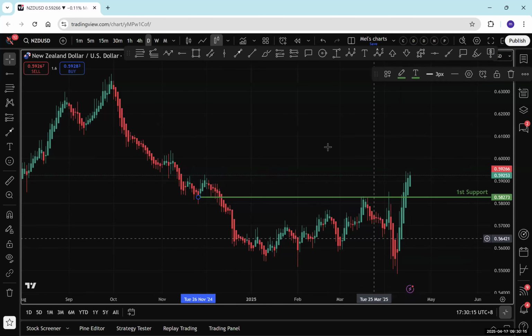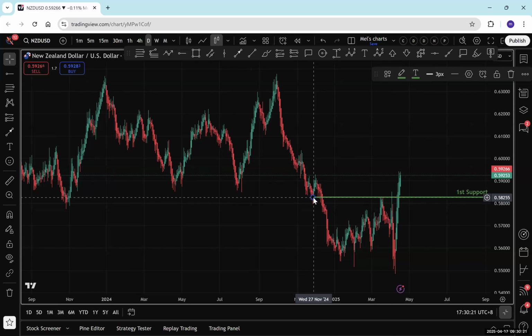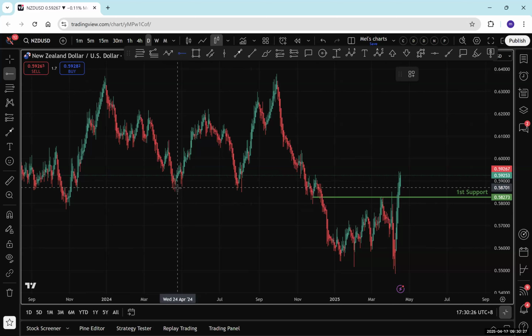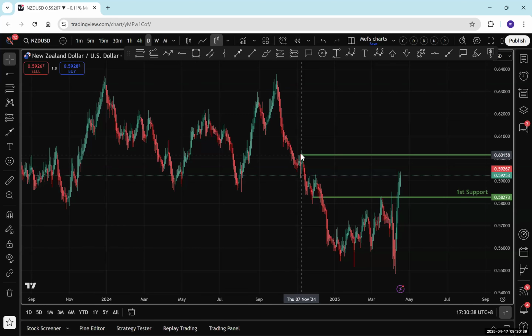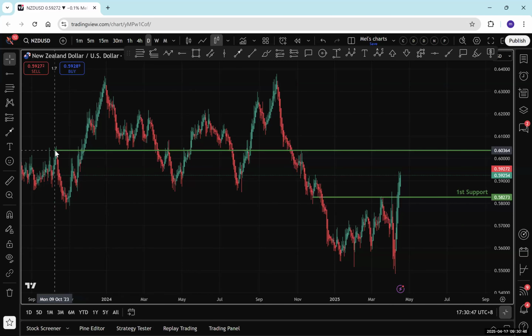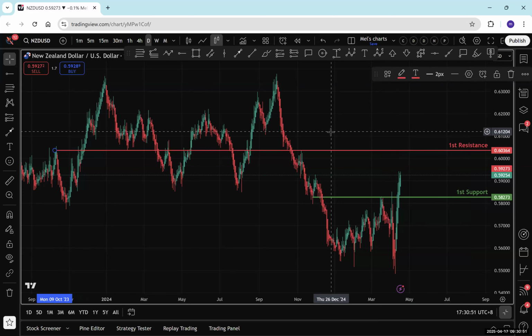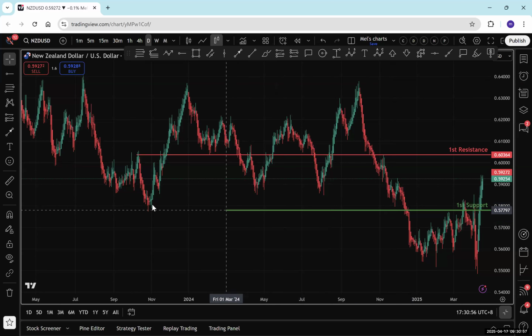So I'll place my first support here. Yeah, and then I'll place a first resistance maybe over here. Okay, so this is our first resistance and first support. I'll maybe pull it back all the way here.